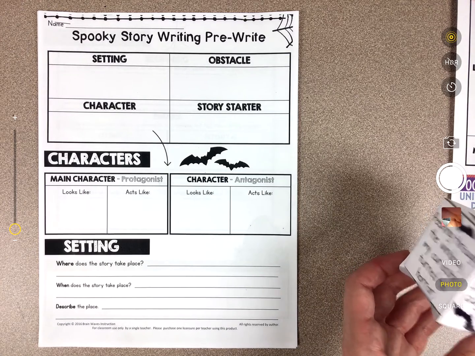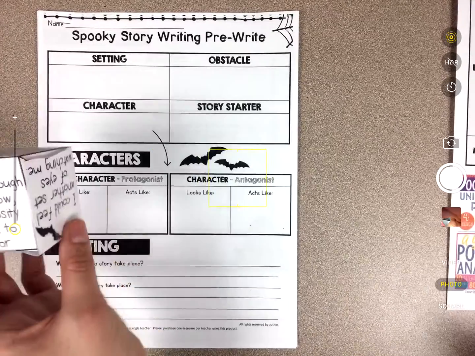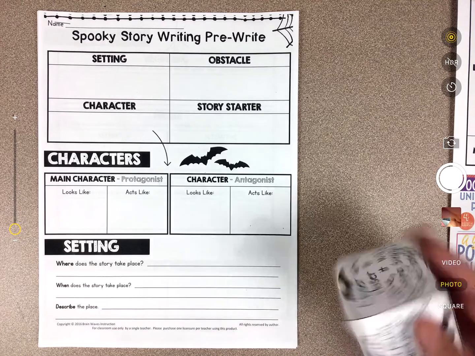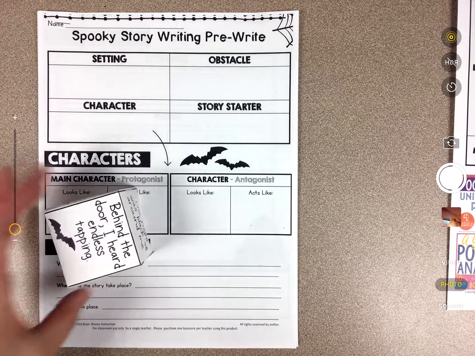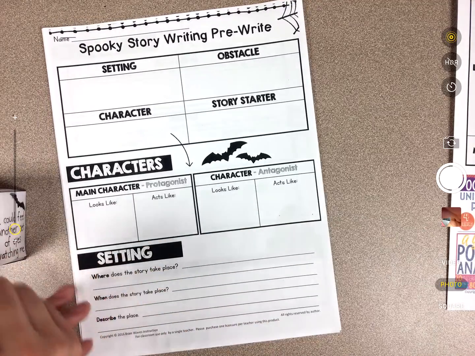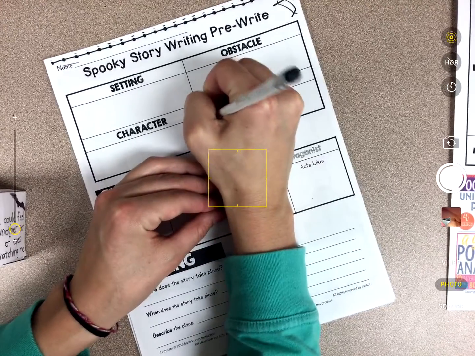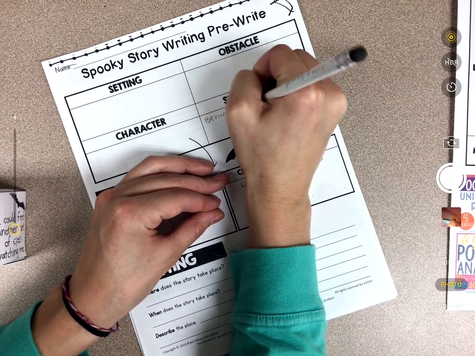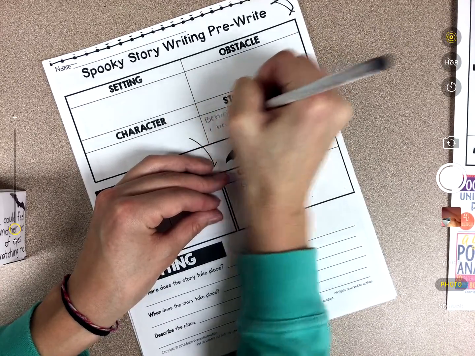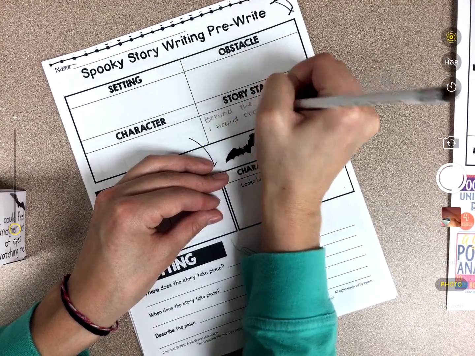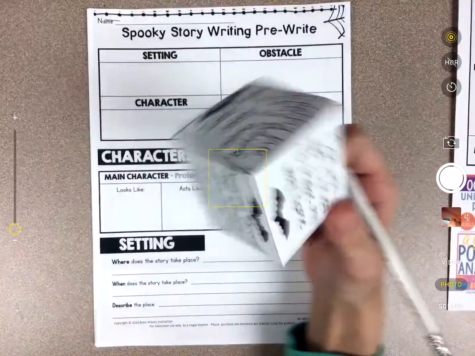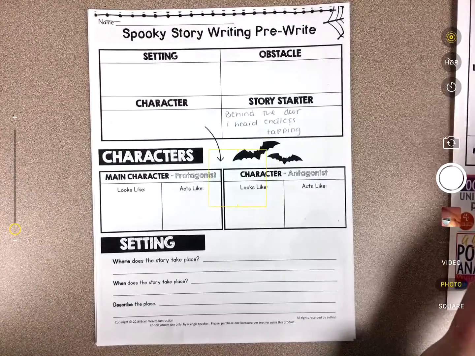I have my story starter. So I'm going to roll my story starter dice. Whatever it lands on, I'm going to read it. Behind the door, I heard endless tapping. So then I'm going to copy my story starter right here. Behind the door, I heard endless tapping.